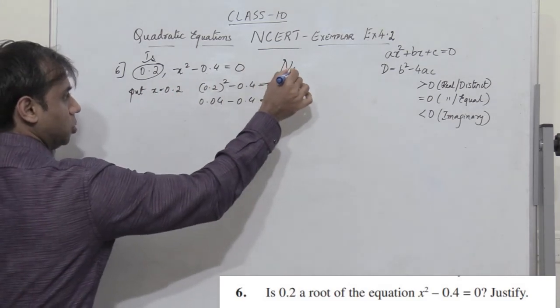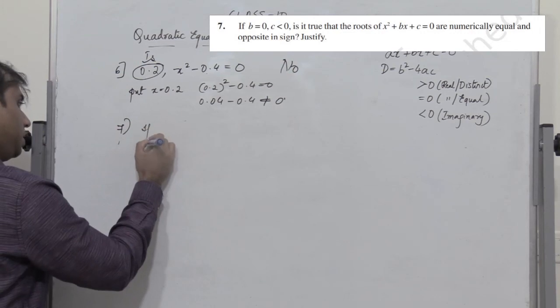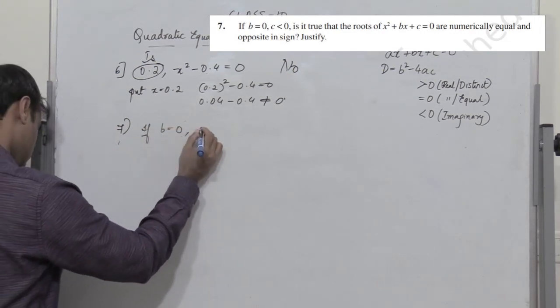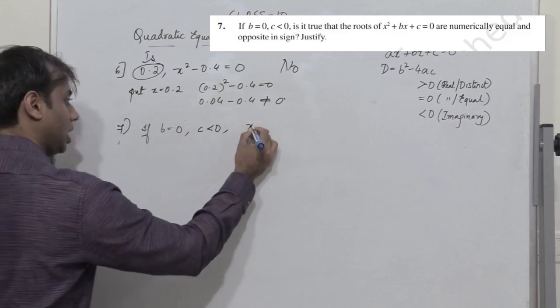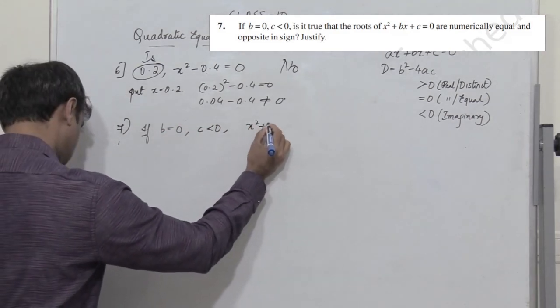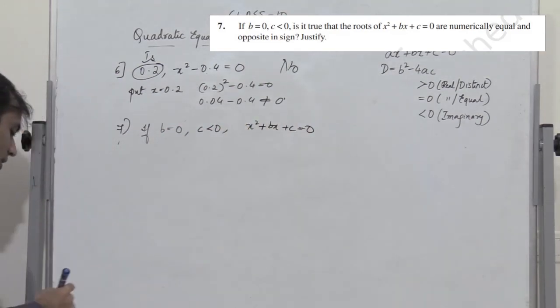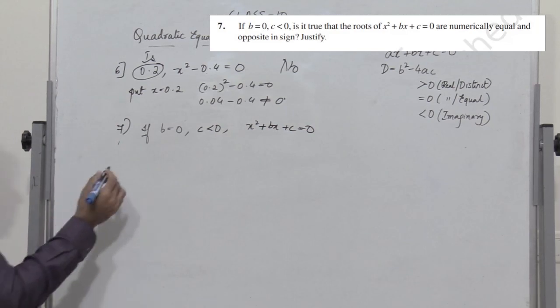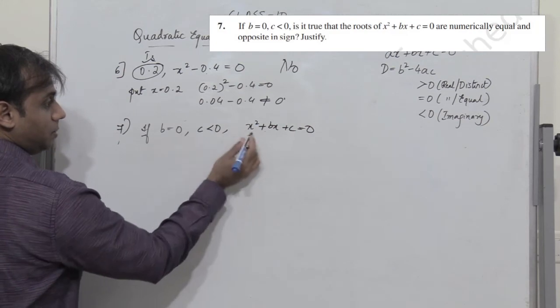The answer is no. Seventh one, if b equals 0 and c is less than 0, is it true that the roots of x square plus bx plus c equal to 0 are numerically equal and opposite in sign? So let's consider the case. You have x square plus bx plus c. B is equal to 0.